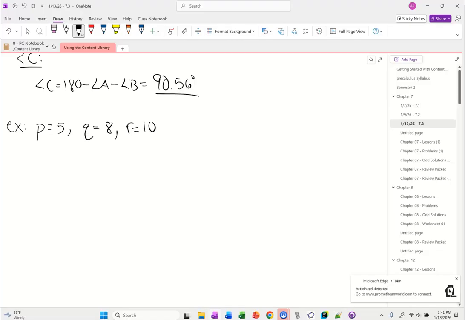So let's solve the triangle with side lengths 5, 8, and 10. Now, it's probably not necessary to draw a triangle to decide what situation we're in. It is side side side, but I'm going to do it anyway, just because it gives me something to look at and a place to write down my answers.